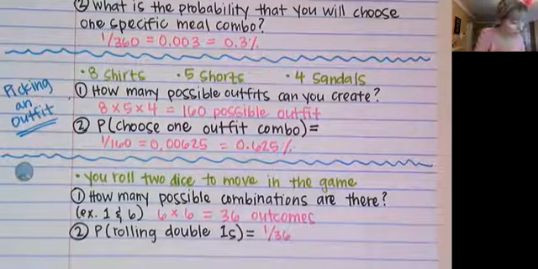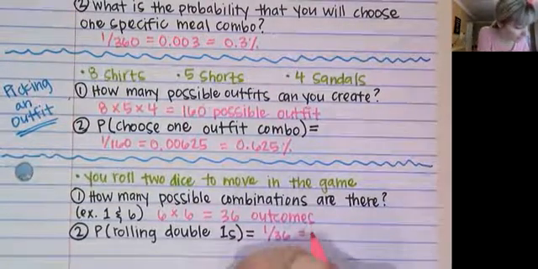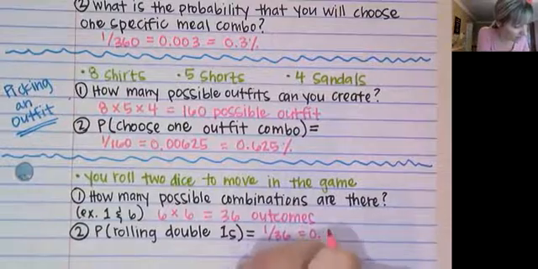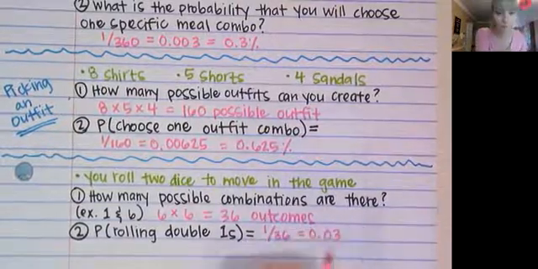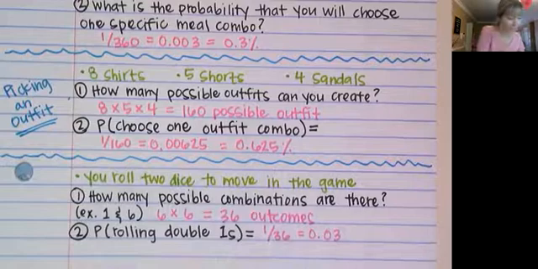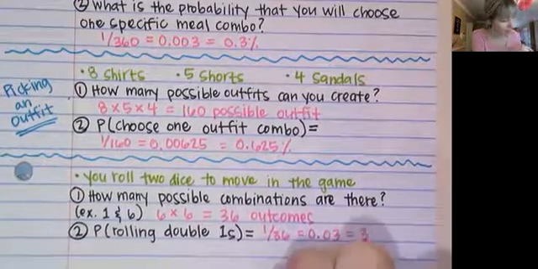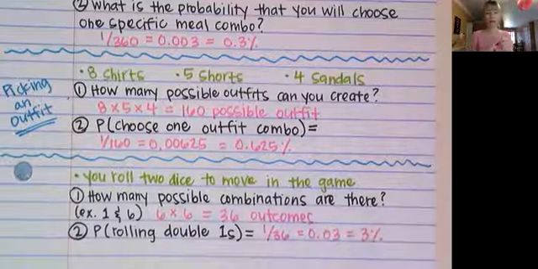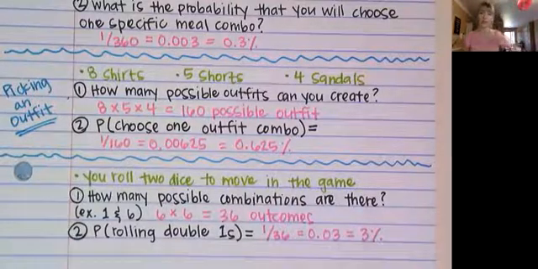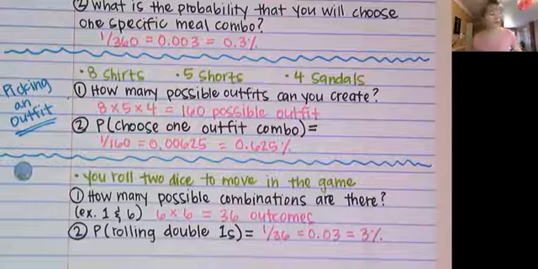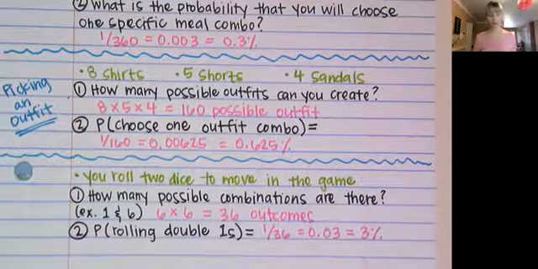So 1 divided by 36 equals 0.02777, so I'm going to write 0.03. That's a decimal. I'm going to times by 100, and that means I only have about a 3% chance of getting that. So if I have to roll double ones to win, I only have a 3% chance of getting that. That's why those games are difficult to actually win.